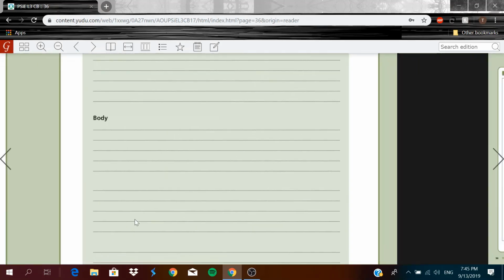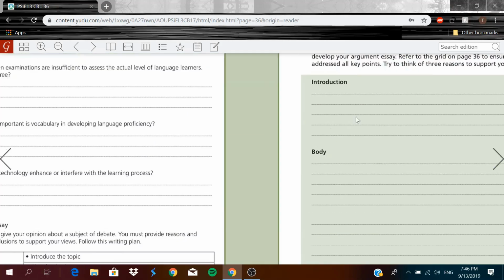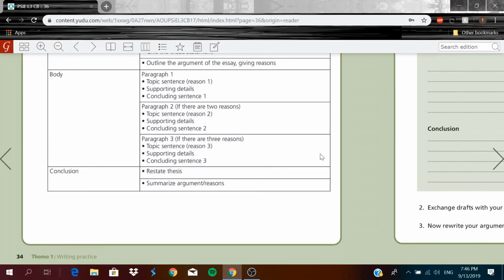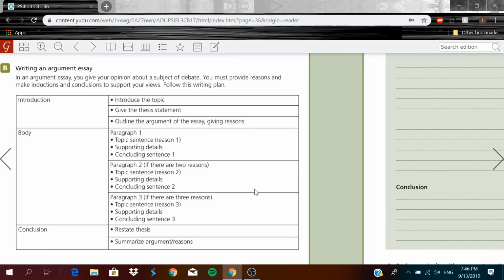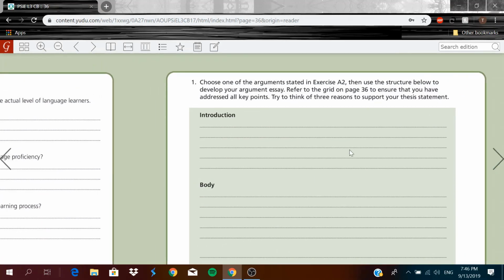So here, on this page, you have: choose one of the arguments stated in exercise A2, then use the structure below to develop your argument essay. Let's just leave all of this. I want you guys to choose your own subject of debate. So choose something that you strongly disagree with other people on, and use this writing plan and start writing. There is no better time than now. Go ahead, write your own introduction, like we talked about, body, and then write your conclusion. But please don't copy it, write your own points of view.